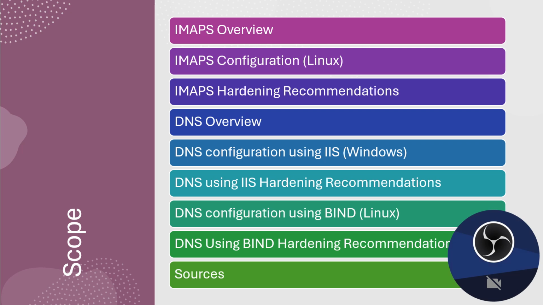This presentation covers two main topics, IMAPS and DNS, and we're going to start with an IMAPS overview, IMAPS configuration for Linux, and then IMAPS hardening recommendations. Then we'll do a DNS overview, DNS configuration using IIS on Windows, DNS using IIS hardening recommendations, DNS configuration using BIND for Linux, and DNS using BIND hardening recommendations, and lastly, our sources.